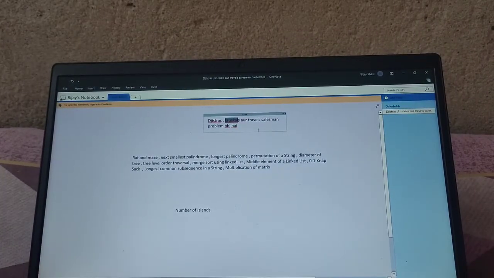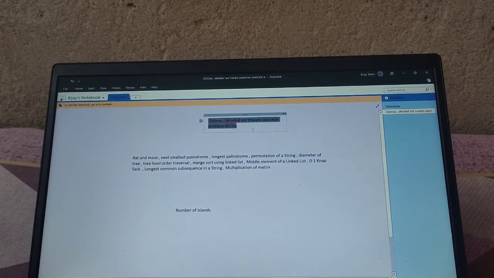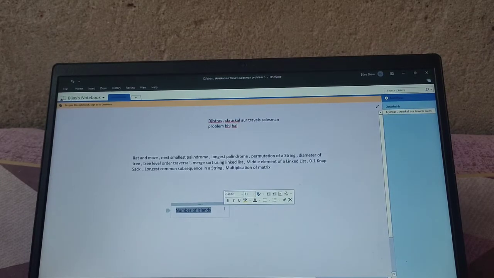Then you have a question like Kruskal's algorithm. Also you have to do Kruskal's algorithm. Then the travelling salesman problem. These are the questions which I got from that, and also one question on the number of islands from graphs that was asked in the Power Programmer interview.